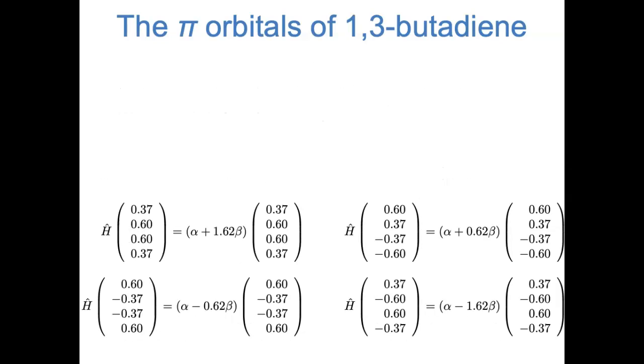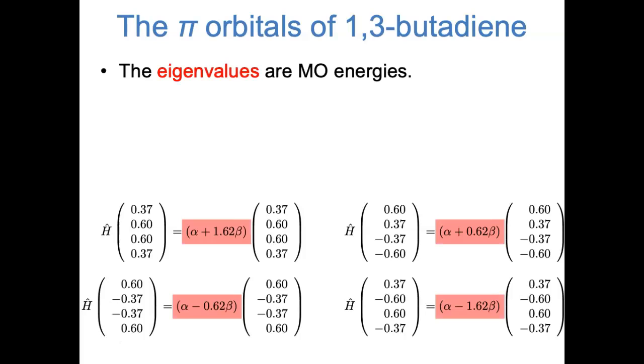Before drawing the MO diagram, I'd just like to say a few things about interpreting these equations. First of all, remember that the eigenvalues, the constants involving alpha and beta, these are the molecular orbital energies. So all of these molecular orbital energies are alpha plus or minus some multiple of beta. Also remember that, as was the case in the previous video, beta is negative. So the lowest energy orbital is actually the one that is alpha plus the highest multiple of beta.